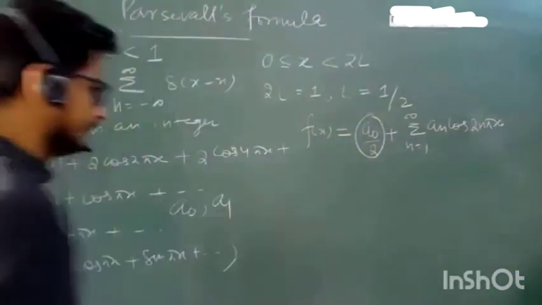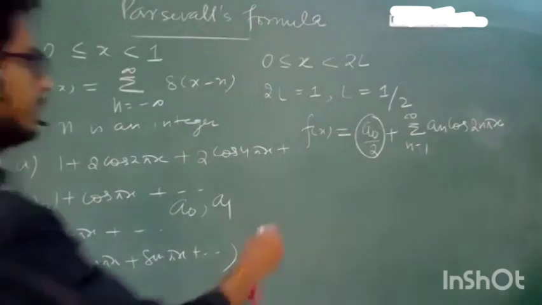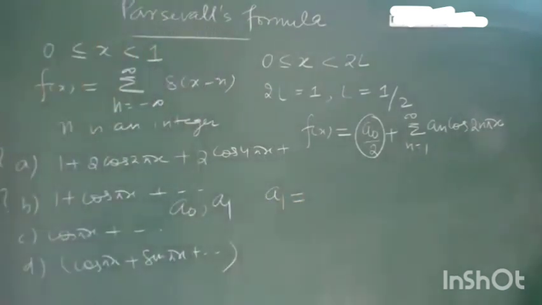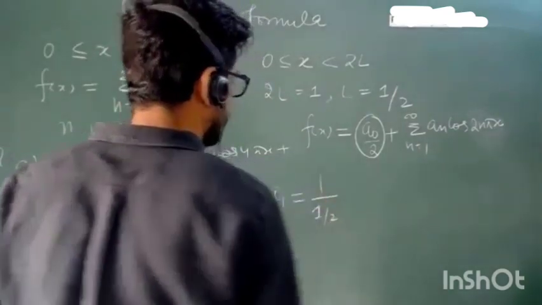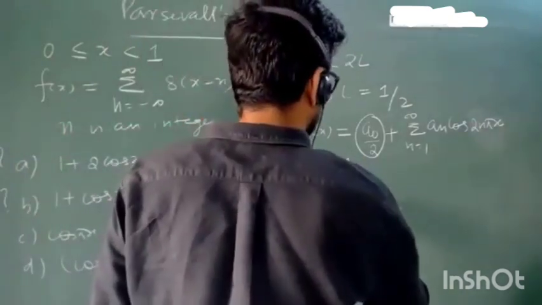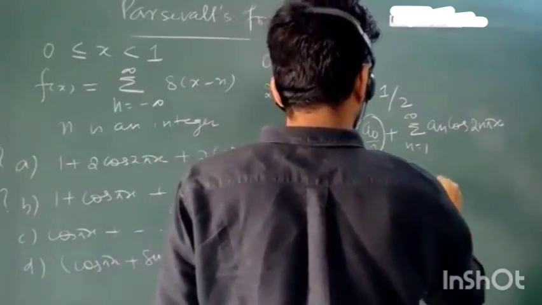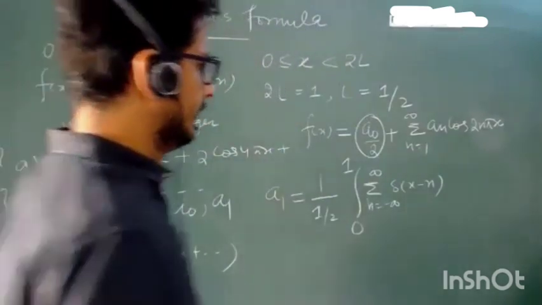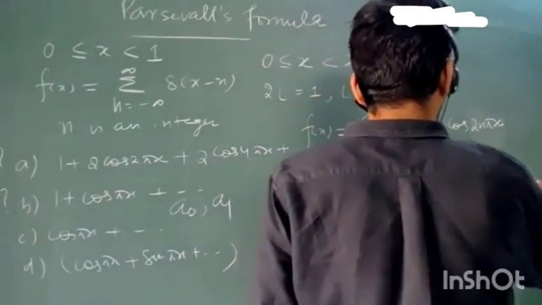Calculate the next value. That is A1. So if you calculate A1, what you will get? It will be 1 by L integration 0 to L f(x) and delta(x minus n) and cos 2n pi x and dx. This you will do.